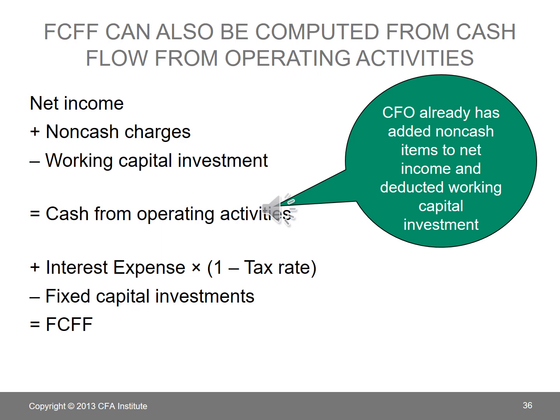We could also conveniently calculate free cash flow using the cash flow from operating activities, or the CFO, and using that method, our formula would be the free cash flow to the firm equals CFO plus interest expense multiplied by 1 minus the tax rate, minus fixed capital investments. The reason is that CFO already has added non-cash items to the net income and deducted working capital investments. So this could make our computation a little bit easier.